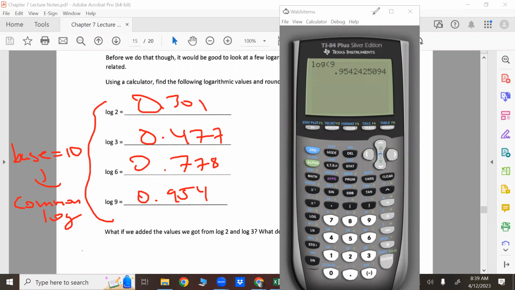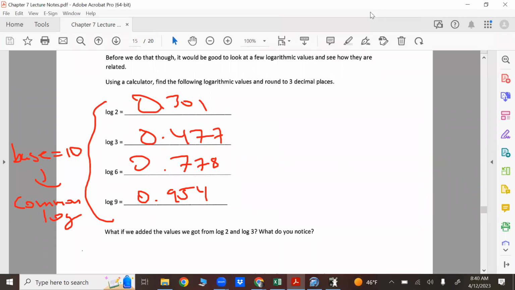Now let me lower the calculator, because it's a little distracting. Now just take a step back, take a deep breath, and look at what's happening here. For example, what if I were to add log 2 and log 3? 0.301 and 0.477. If I added these first 2 numbers, that would be 0.778, which is log 6. Maybe it's a coincidence, maybe it's not. What if you multiply 0.477 by 2? You get 0.954. That's log 9. Interesting.